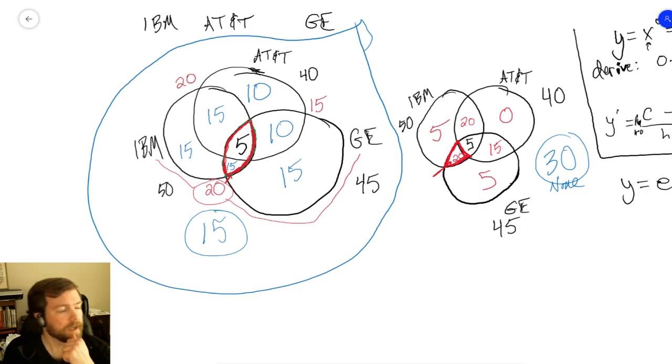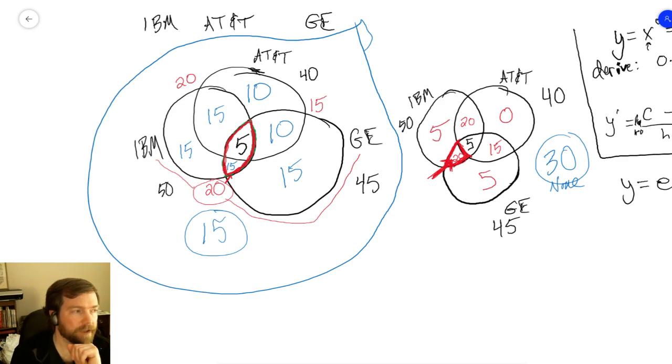Yep, I gotcha. So the second one here, can't see that. The second one here is if you're saying that the intersection that they're talking about, that IBM and GE, the people who own both IBM and GE stock, make up 20 people. And you assume that it is exclusively those who own only IBM and GE stock. Then this intersection here is where your 20 are going to go.